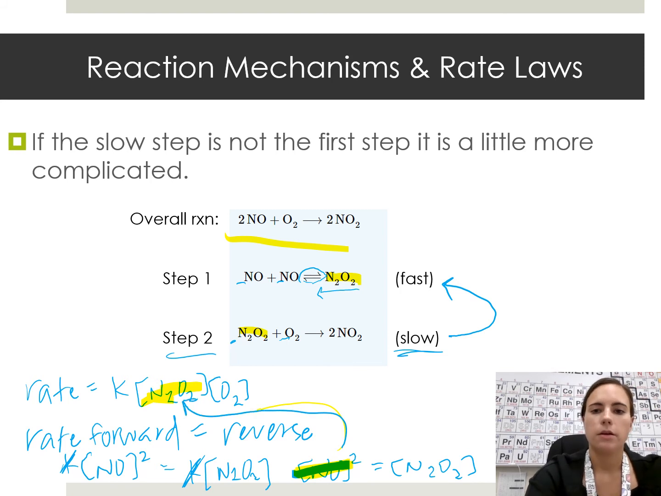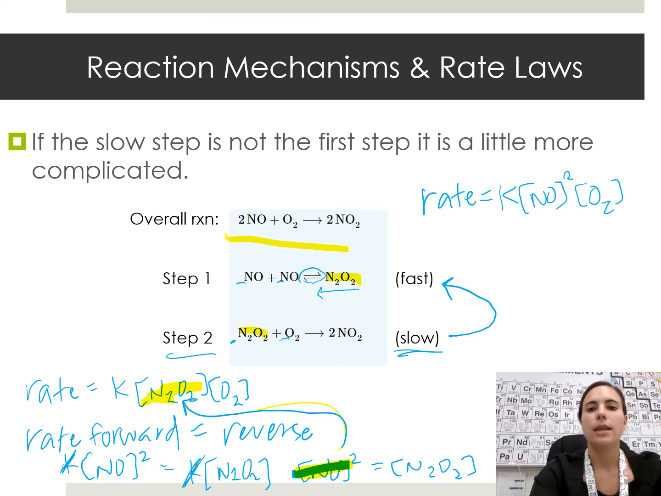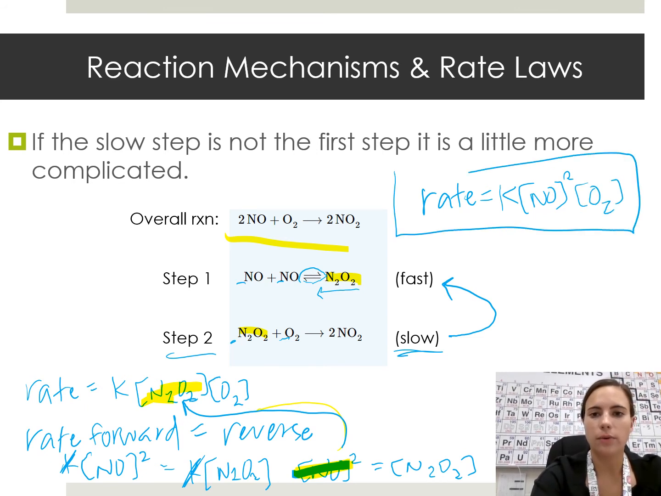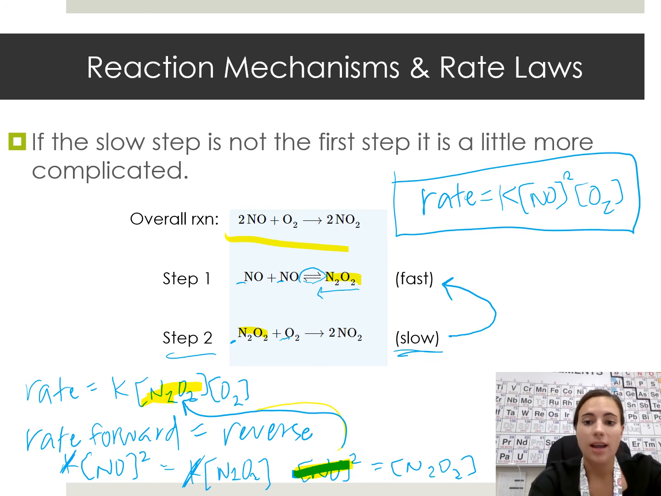So rate equals k times NO squared times O2. Now that is my theoretical rate law for the mechanism. And I can see that now what's included in my theoretical rate law are both of the reactants in my overall reaction. So I don't have any intermediates present.